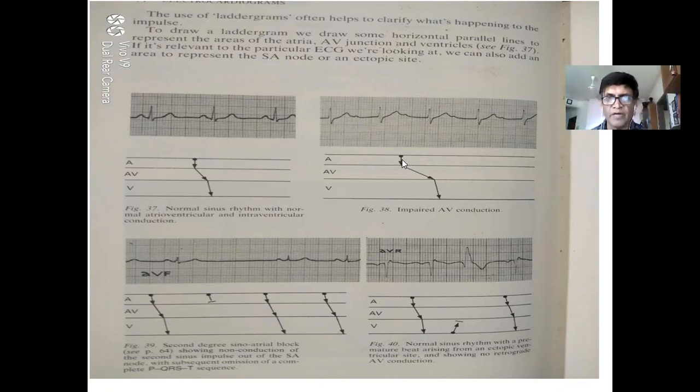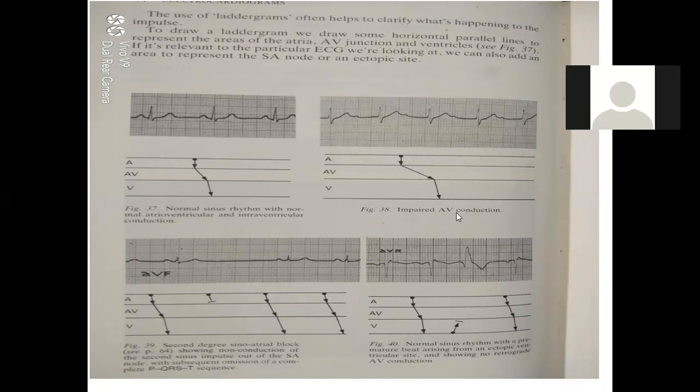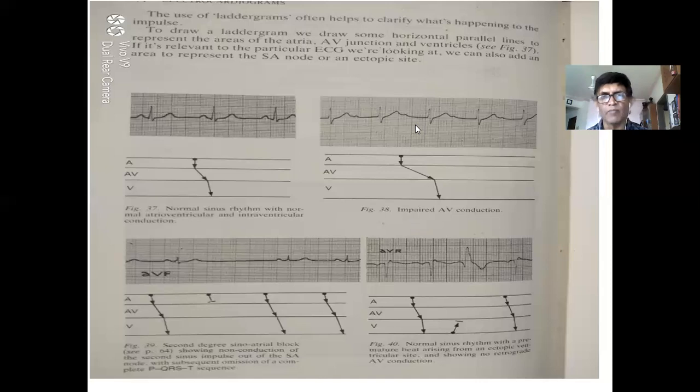You can see the diagram here. SA node, AV node, and then prolonged. So this is called as impaired, but this is at a fixed rate. So this is called as first degree heart block.